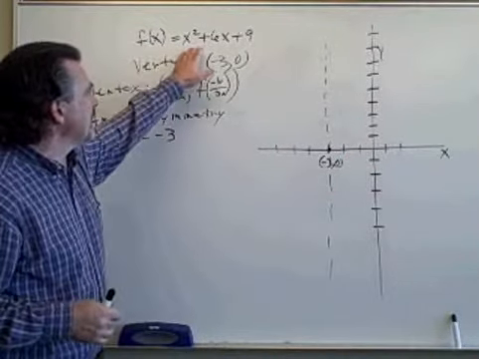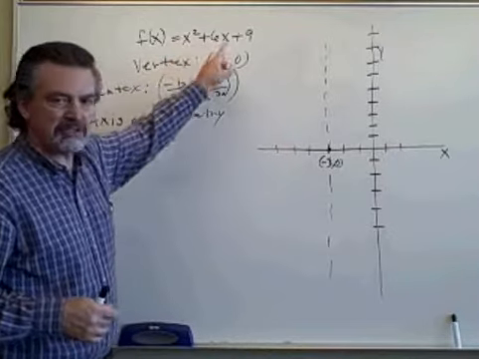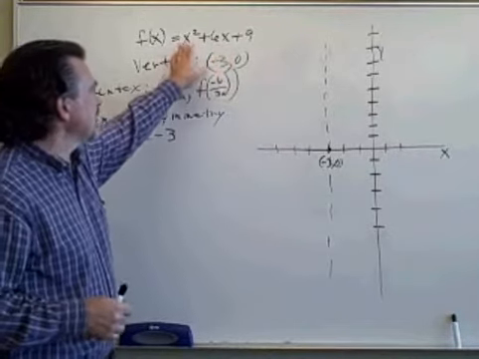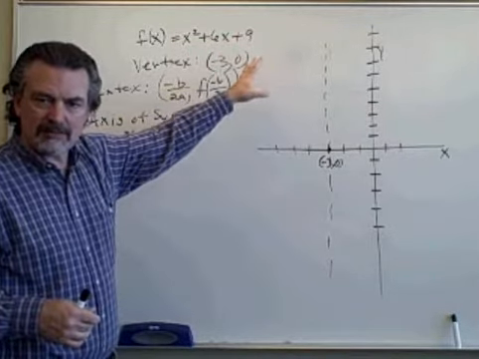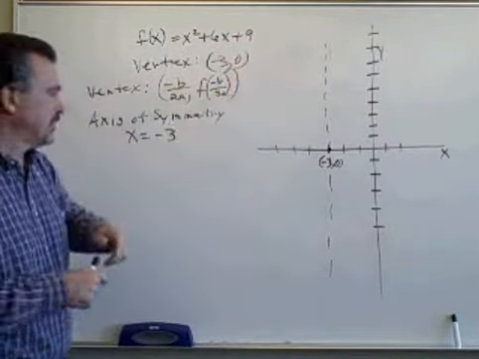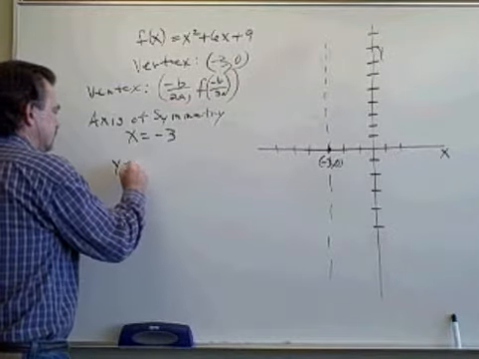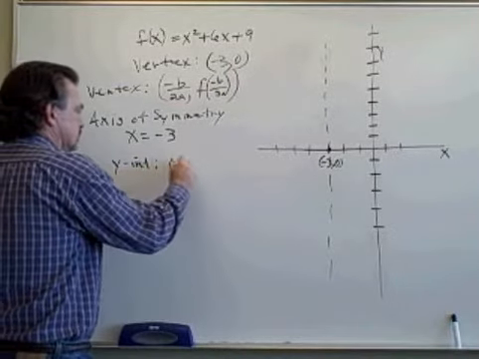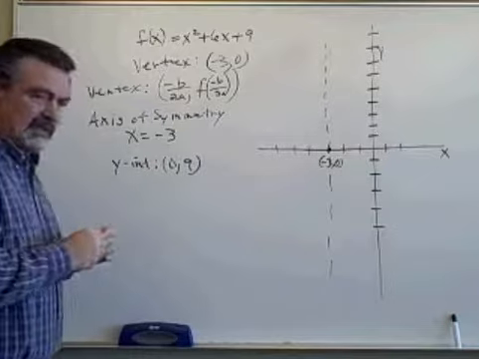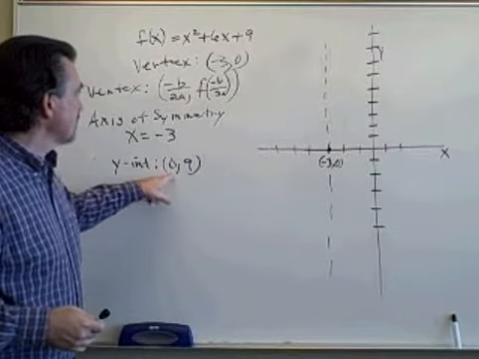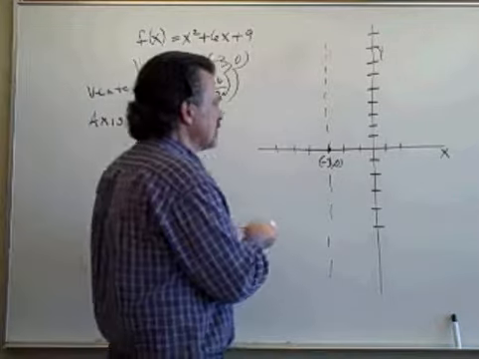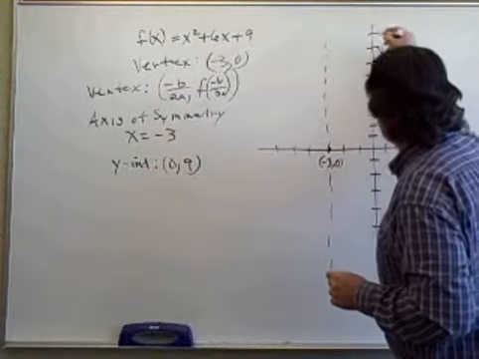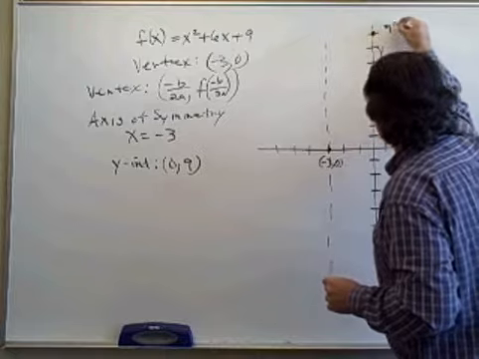Remember, to find the y-intercept, we let x be 0. If I let x be 0, those two terms become 0, and the y-intercept would be the point 0, 9. Again, the way we find the y-intercept is by letting x be 0 in the function. So the y-intercept is the point 0, 9, which is here.